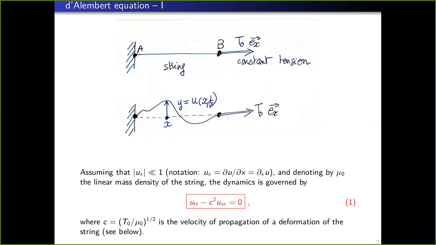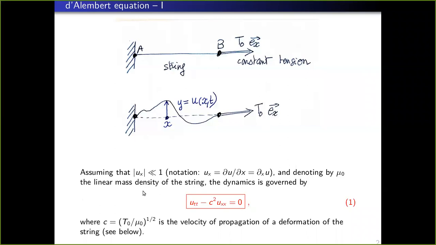It's a function of X, of course, and of time. And assuming that the derivative du dx is small compared to 1, I will call it U sub X. Okay, it's mathematician notation. Assuming that the modulus of this U sub X, which is dimensionless, is much smaller than 1, the equation governing the dynamics of the string is D'Alembert equation, this one. Second derivative of U with respect to time is equal to C square, second derivative of U with respect to position, where C is the square root of T naught over mu naught. T naught is a tension, and mu naught is a linear mass density of the string.